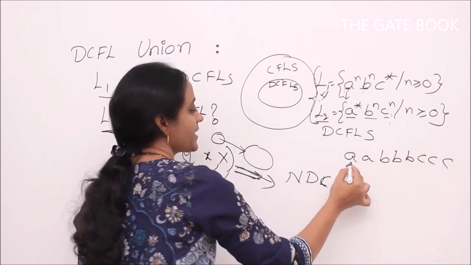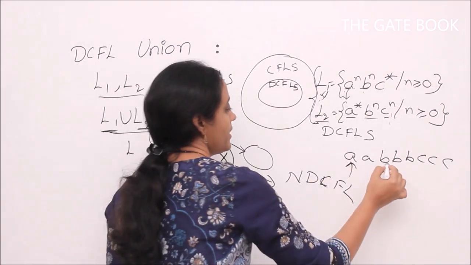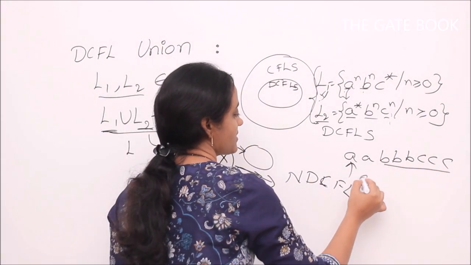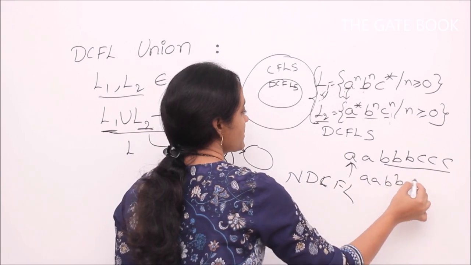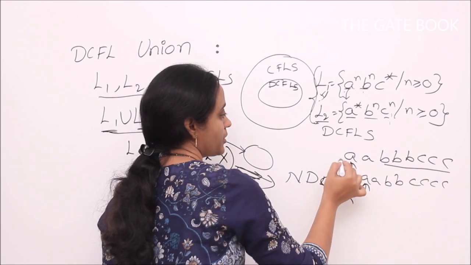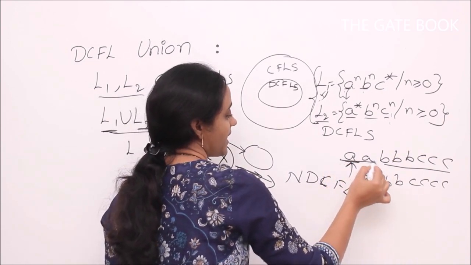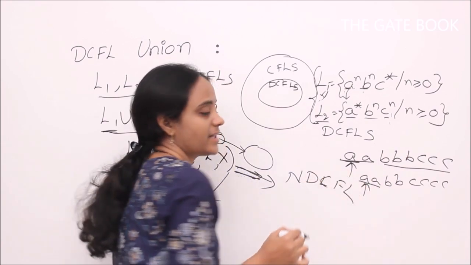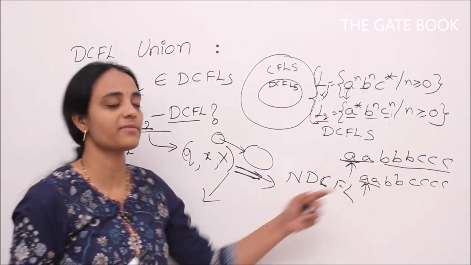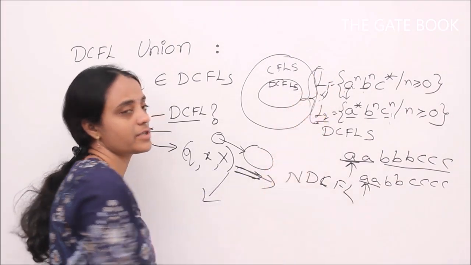The moment I get A, I don't know whether I should push A or neglect it, because it could have an equal number of B's or C's in future, or it could be like this. When I see the first symbol, I don't know whether it's going to be like this or like this. So I don't know whether I should simply neglect the A's or push them. That's why for the first symbol itself I have non-determinism. That's why union sometimes may introduce non-determinism.